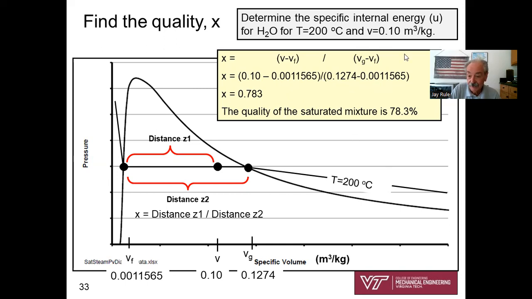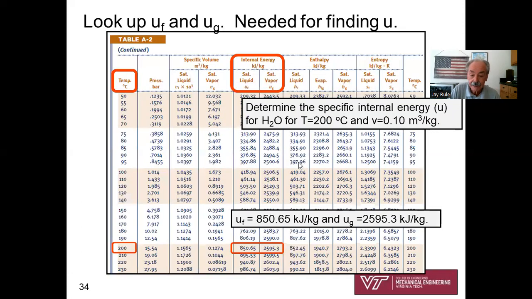Okay, we're not there yet. We haven't done our answer. We're looking for U. We just found the quality. Next step. Okay. Also, so we're still in the temperature table. We could have written a couple of numbers down while we were writing other numbers down. That's typically what you're going to do: you're going to plan ahead the big picture and write down U sub F 850.65 and U sub G 2595.3. You'll write those down, okay? And then you'll do the math. You're going to go back to the definition of quality, apply the math, and get your answer.